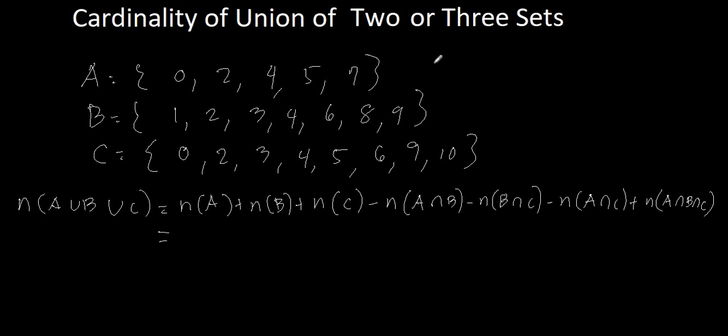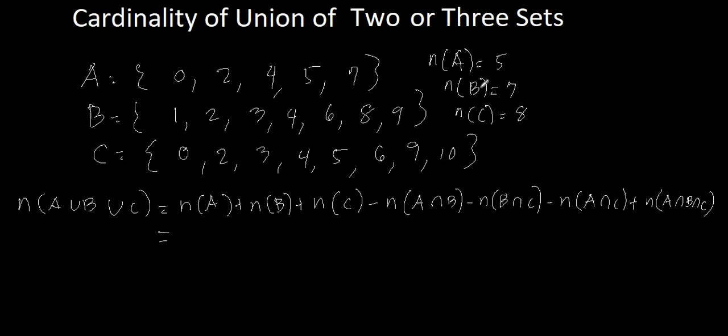So let's determine the cardinality of set A first. So how many elements are there in set A? 1, 2, 3, 4, 5. 5. Cardinality of set B. 1, 2, 3, 4, 5, 6, 7. Cardinality of set C. 1, 2, 3, 4, 5, 6, 7, 8. Okay, we have 8.